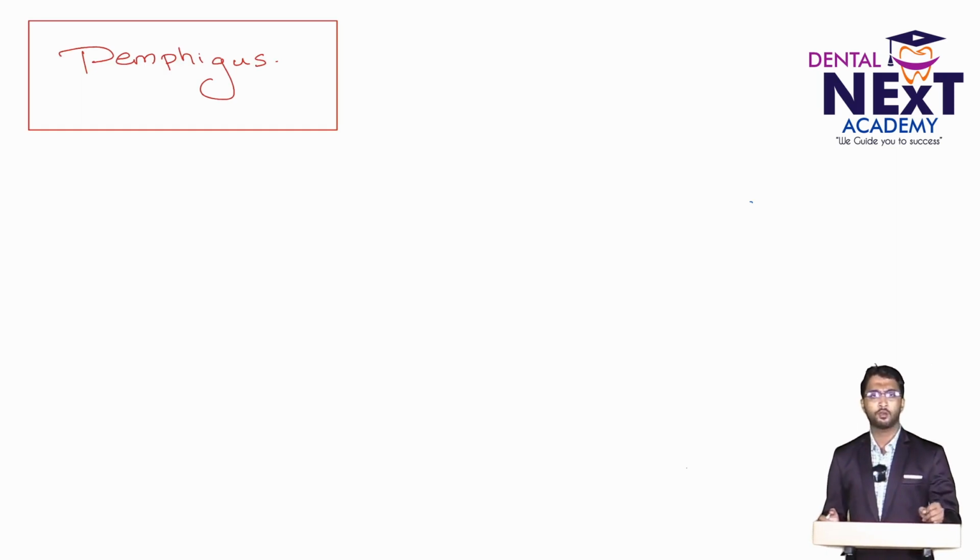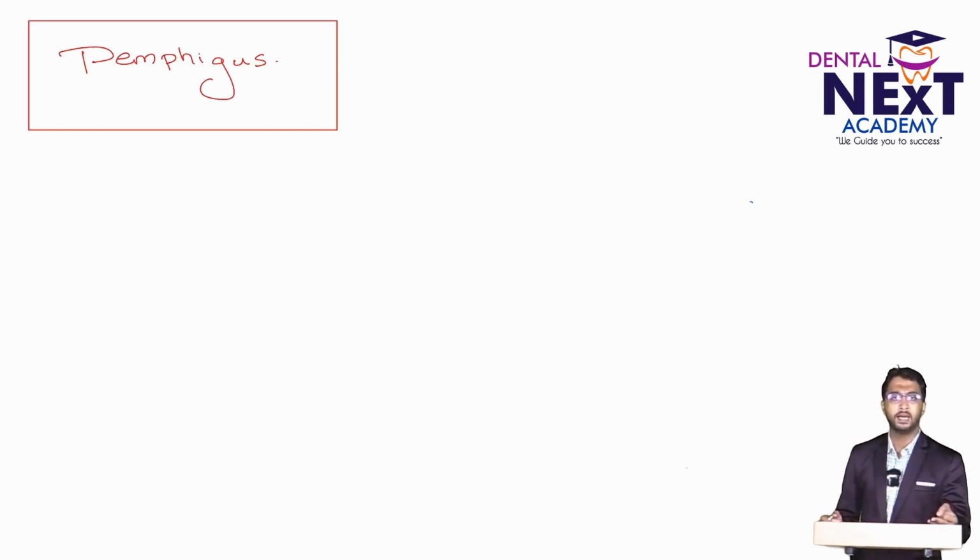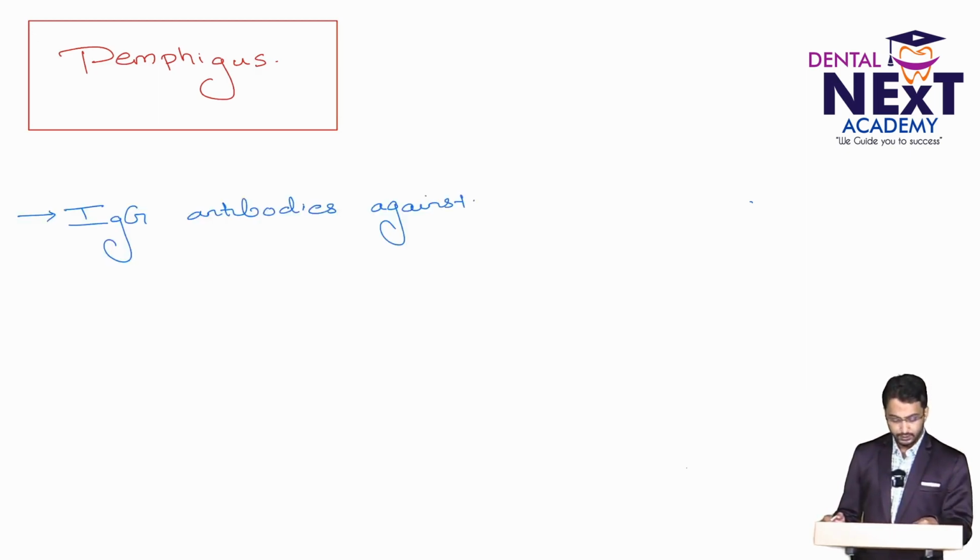And here we come across pemphigus, pemphigoid, lichen planus, then erythema multiforme, then SLE. All these lesions are important and I'll be teaching you them. Now pemphigus, very important. This is an IgG, you know IgG now, from microbiology, isn't it?